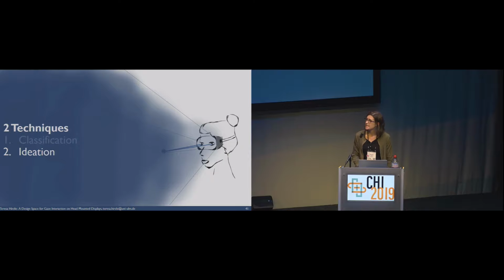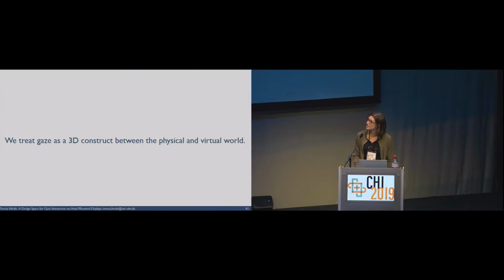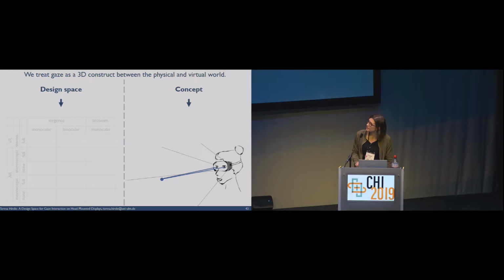The second technique is a more bottom-up approach. We call it the ideation tool. And here again, to remind you, we treat gaze as a 3D construct between the physical and the virtual world. So what I'm going to show you are some examples, and on the left side I'm going to show the design space, on the right side I'm going to show the concept I'm talking about.